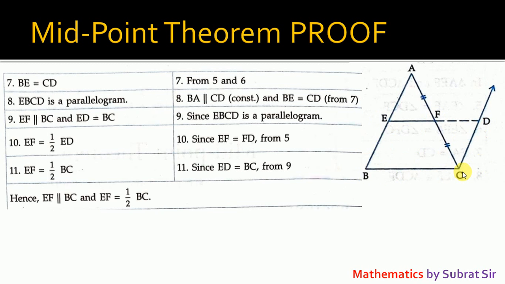Now we have to prove what? EF is half of BC. We have to prove. Now you can see here, EF can be written as half of this ED. As it is a parallelogram, ED is equal to BC. We can replace ED with BC. So we can write EF is equal to half into BC, like this. Okay. So hence we have proved that EF is parallel to BC and EF is equal to half of BC. So this is the midpoint theorem and its proof.